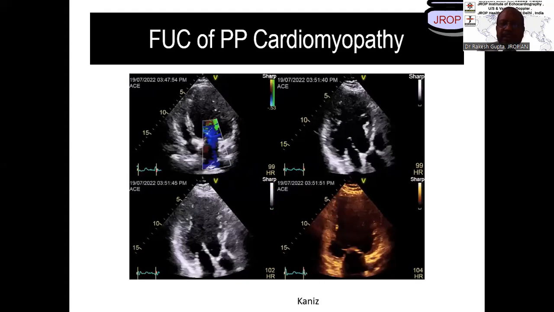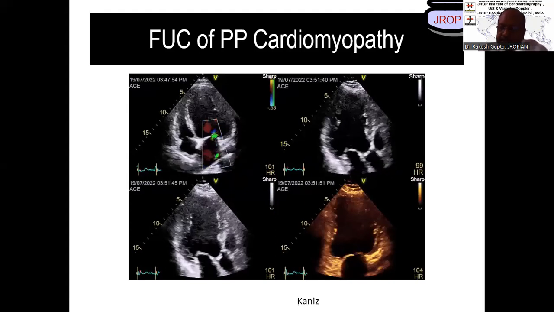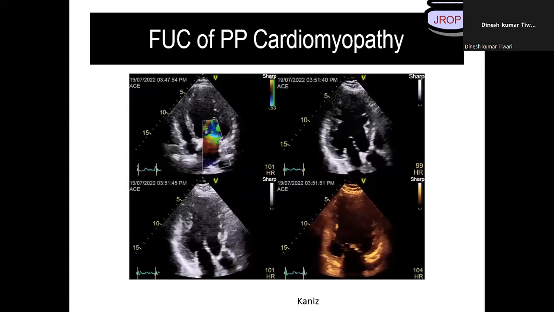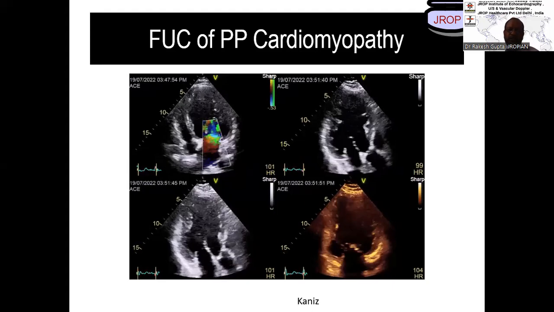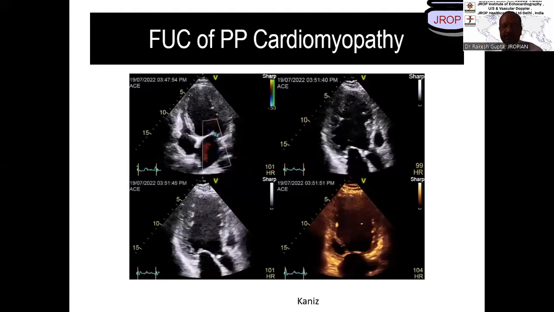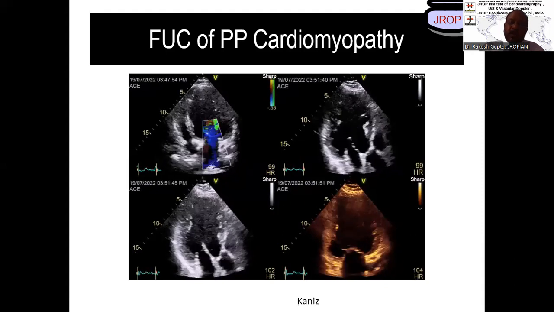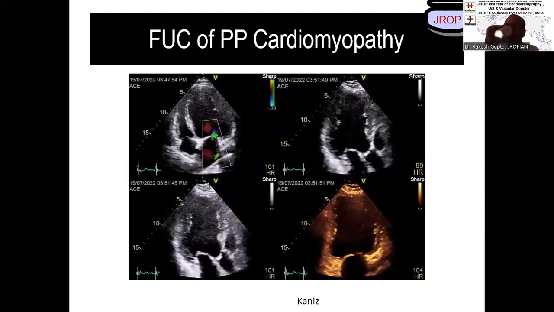Dr. Dinesh Kumar Tiwari. Yes, sir. Your slides are right in front of you. This is a case of postpartum cardiomyopathy. Hint is there. What are the abnormalities we are seeing in this patient?